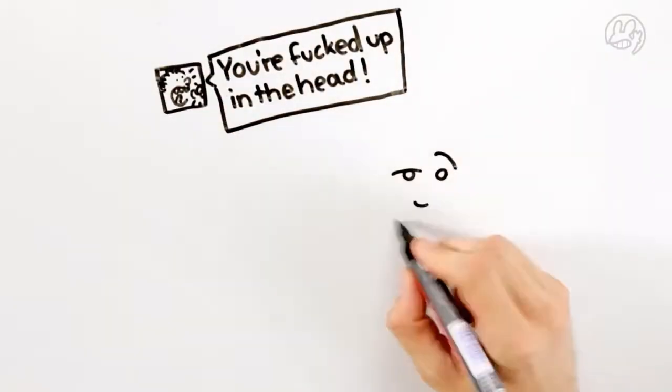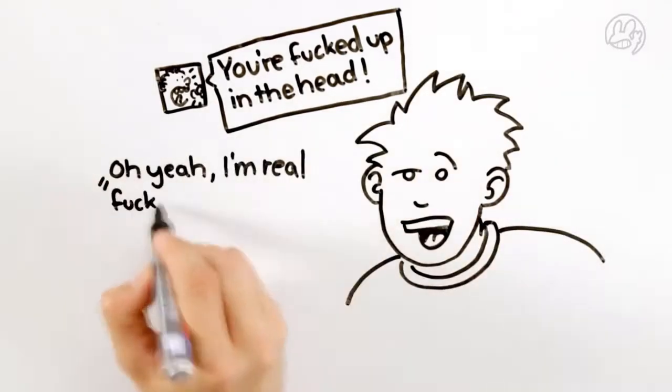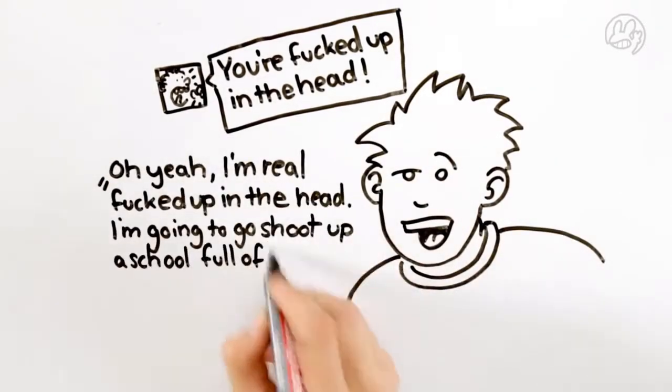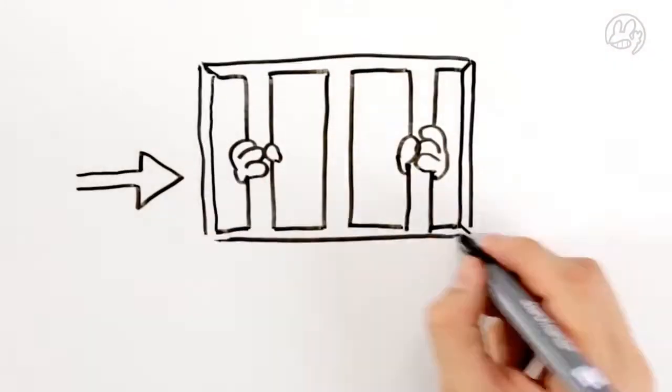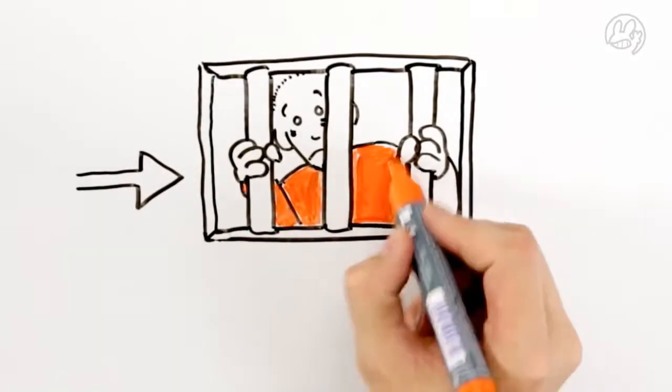His sarcastic answer, "Oh yeah, I'm really messed up in the head. I'm going to shoot up a school full of kids and eat their still beating hearts. LOL JK." Not only got him put in jail for 6 months, but now he also has to fear a jail term of 10 years.